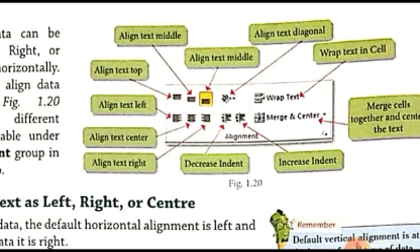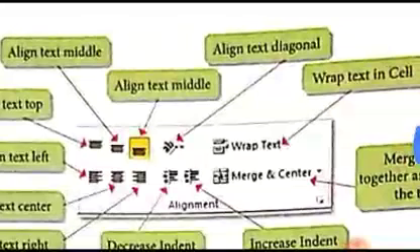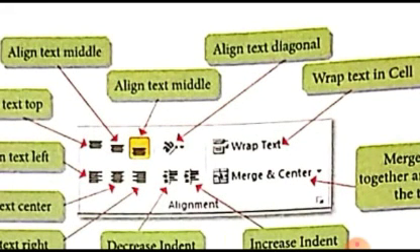Now we also have buttons for decreasing the indent. Indent means the space from the margin. Indentation means we are creating some space between the text and the cell margins. Indentation is also done for improving readability, for making your text more readable. And for aligning the text diagonally, we have one separate button. You can see the AB is written in the diagonal direction. This is the button for aligning your text in a diagonal direction.